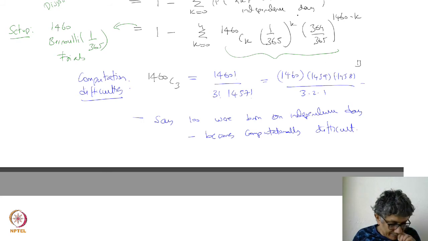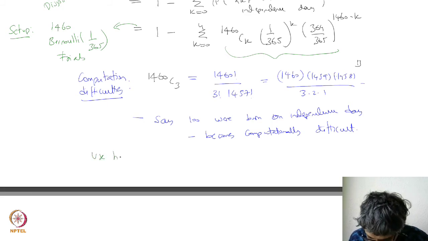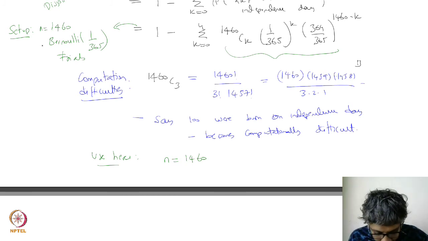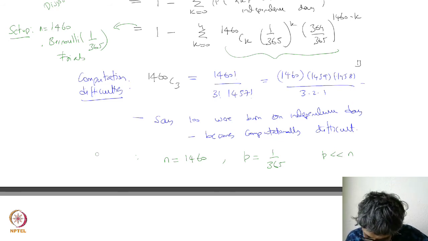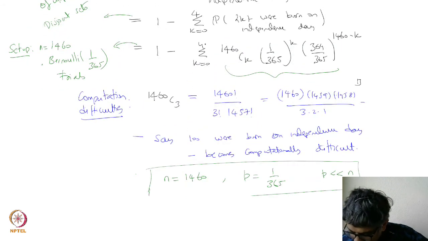The idea is that what we can use here is the following. n is 1460, that's the total number of trials. And p is 1 over 365, that's a success, and p is much smaller than n. So can we somehow use this fact to resolve this computation difficulty? Because if 4 was replaced by 100, then this computation becomes much harder to do.